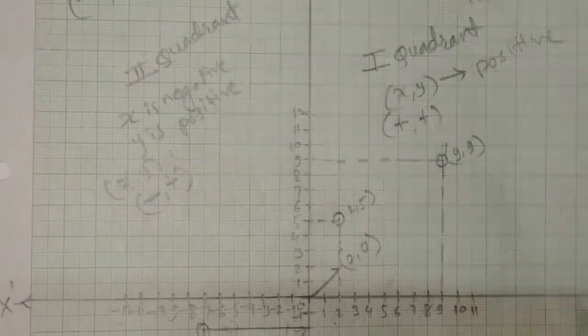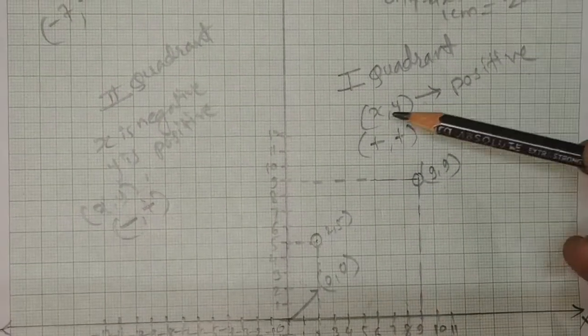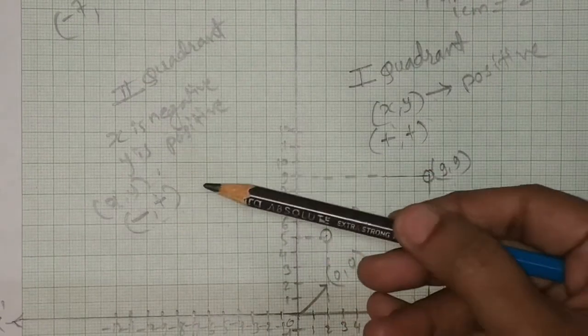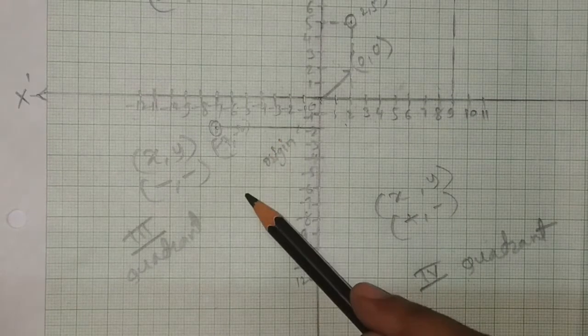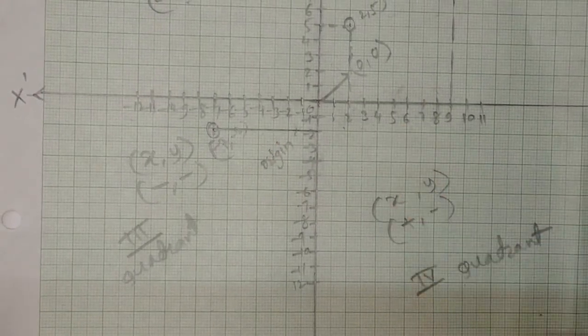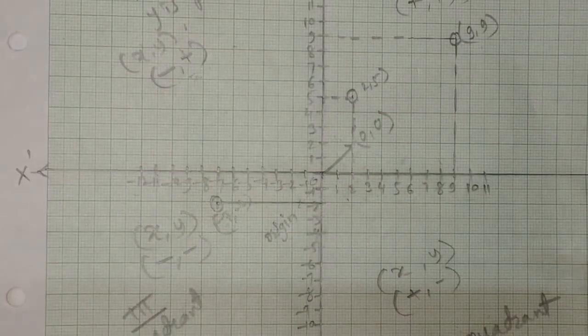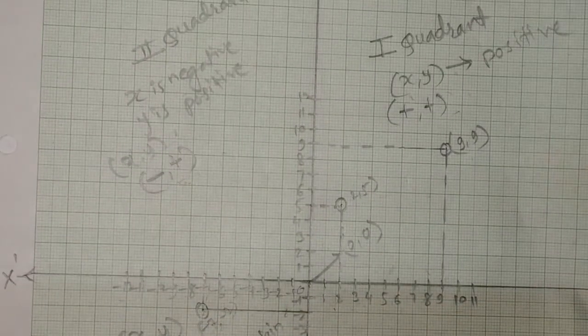In the previous video I have explained to you how to take up points. This is the first quadrant where x and y both are positive. This is the second quadrant where x is negative, y is positive. In the third quadrant we have x negative and y negative, and in the fourth quadrant we have x positive and y negative. So we have first, second, third, fourth quadrant, and before plotting any point we need to first ensure which quadrant we need to go to.